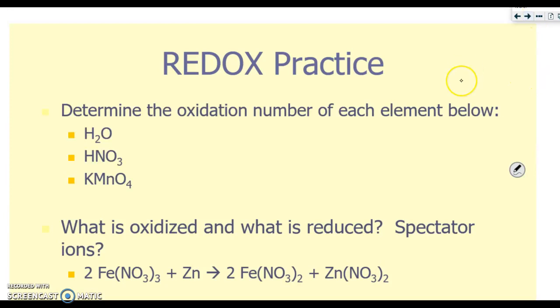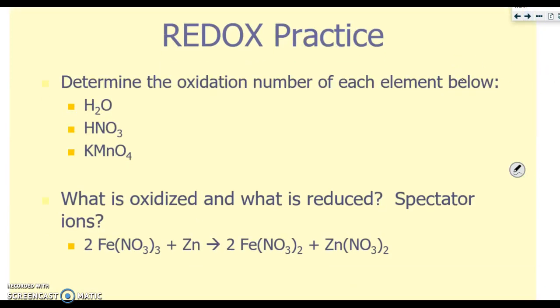The first type of problem would be one similar to this, where it says determine the oxidation number of each element below. The first one's pretty simple. We know that H is +1 and O is -2. Let's do the next one together. Every compound, unless it's given a charge, has to be neutral. So the overall charge has to add to 0. We know that H is +1. We know that oxygen is -2. But I have 3 of them.